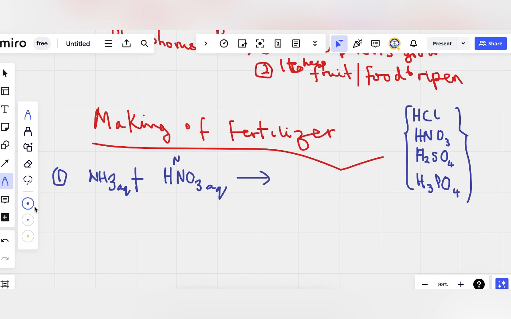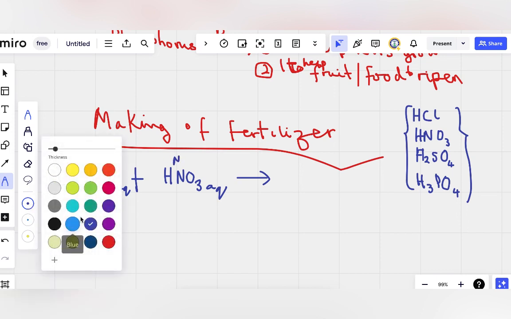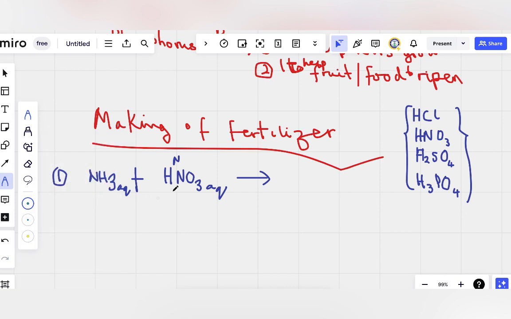This is nitric acid. Nitric acid reacting with ammonia, we get ammonium nitrate in the industry.